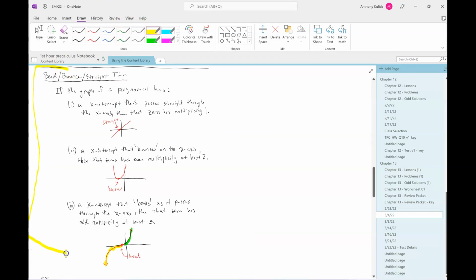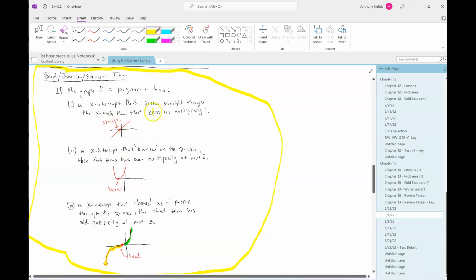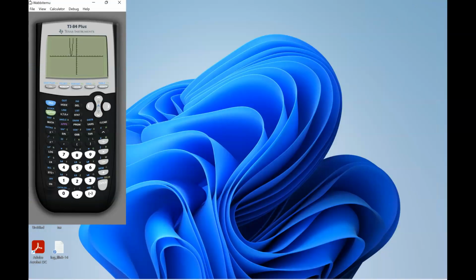which can be really helpful in identifying if a multiplicity is possible. So if a graph passes straight through, that zero can be used only one time. If it bounces, like we're seeing in our graph, it could be used an even number of times, so like 2 times, 4 times, 6 times, etc. Or if you have a bend where you have like half of a bounce going down and half of a bounce going up, it's going to be used an odd number of times, so like 3 times or 5 times or 7 times.